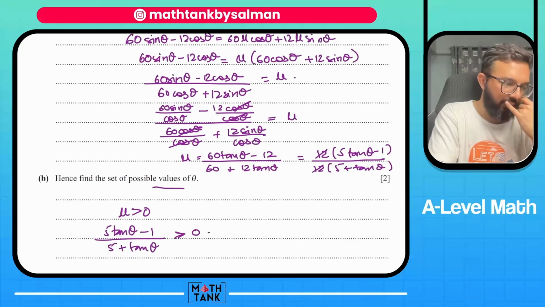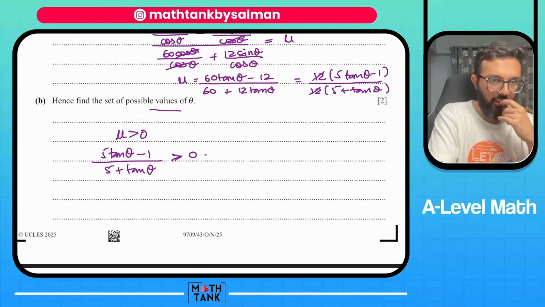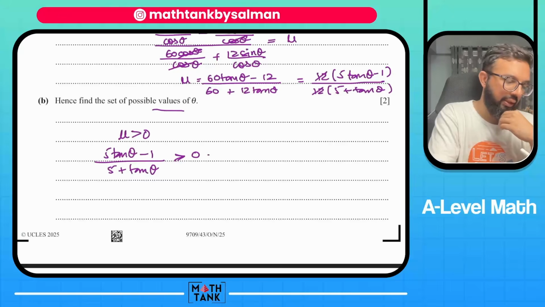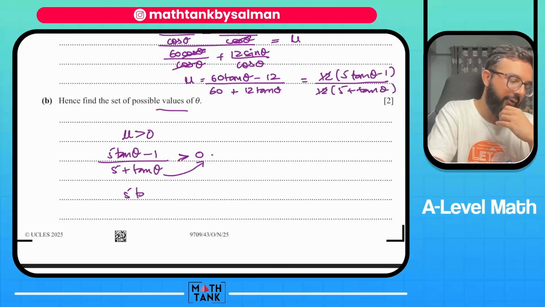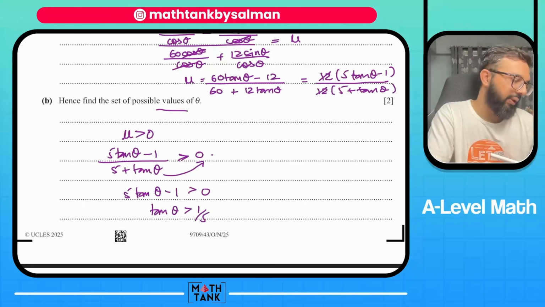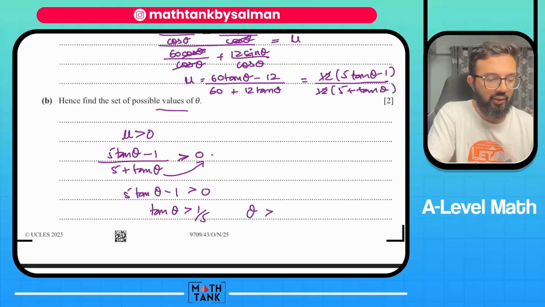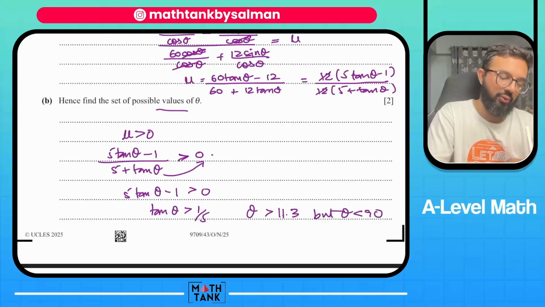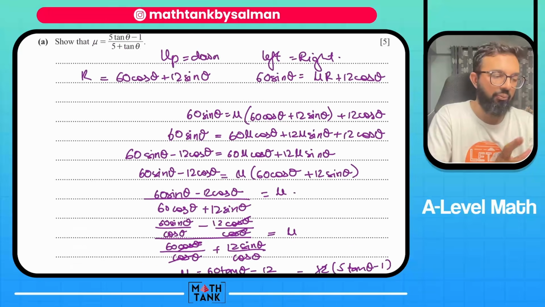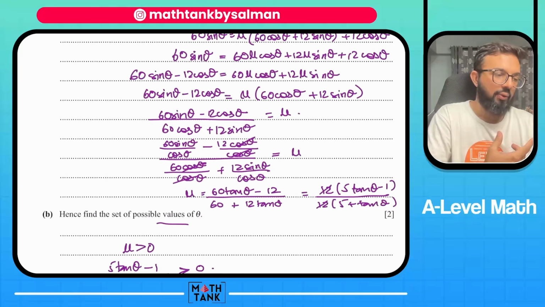I think theta has to be in the first quadrant, so tan theta is also positive. So what I can do is cross multiply. So tan theta is greater than 1 over 5. Taking the inverse tan of 1 over 5 gives me 11.3. So theta is greater than 11.3, but theta is also less than 90. That is what I should state. Why? Because I have to keep it positive only. In the second quadrant, it becomes negative. So that is the final answer.